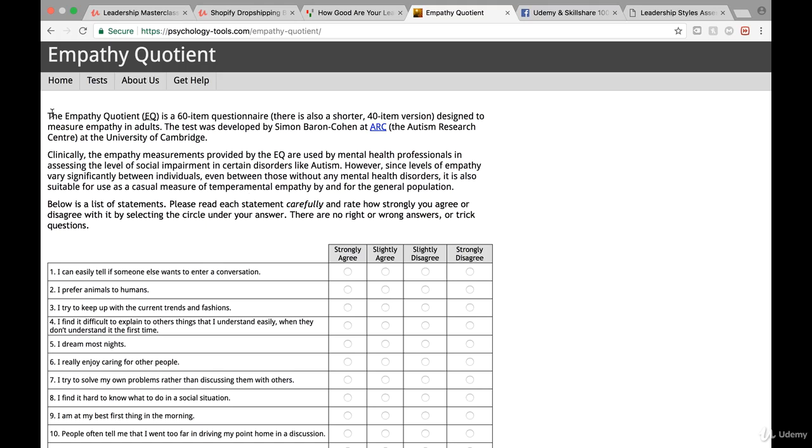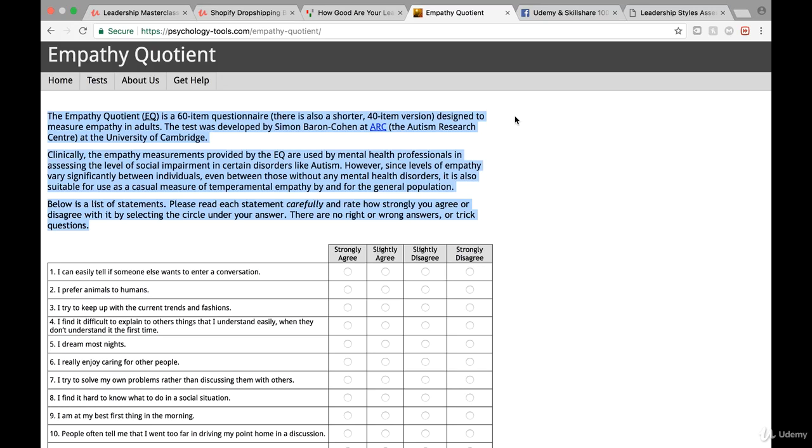So let me read out this here first. The empathy quotient is a 60-item questionnaire. There's also a shorter one, 40-item version, designed to measure empathy in adults. The test was developed by Simon Baron-Cohen at ARC, the Autism Research Center at the University of Cambridge. Clinically, the empathy measurements provided by the EQ are used by mental health professionals in assessing the level of social impairment in certain disorders like autism.